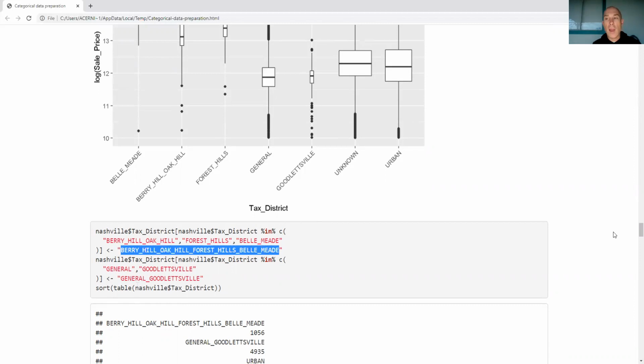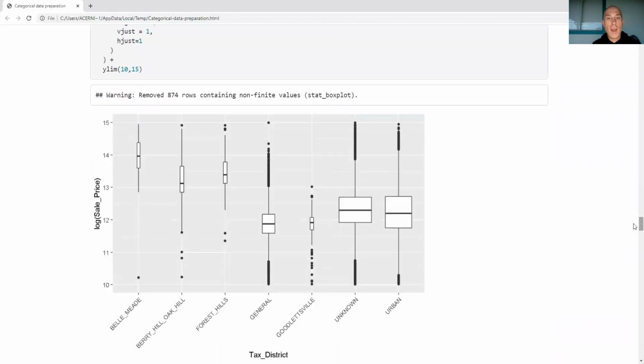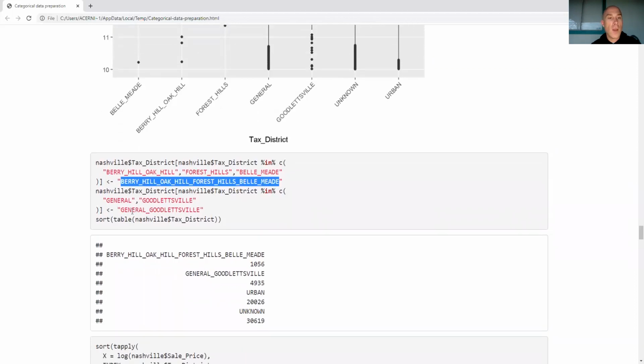And I look at general and Goodlettsville, and I see that the median values and the boxes in the box plots are parallel to each other. I want to combine Goodlettsville with something, so general looks like a reasonable choice. So then I'll put them together.